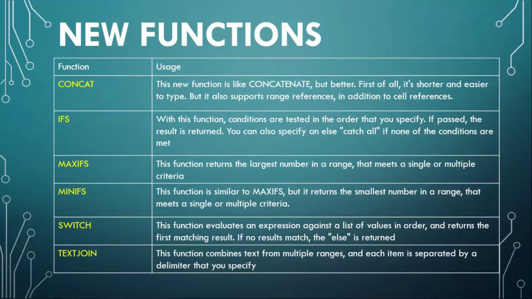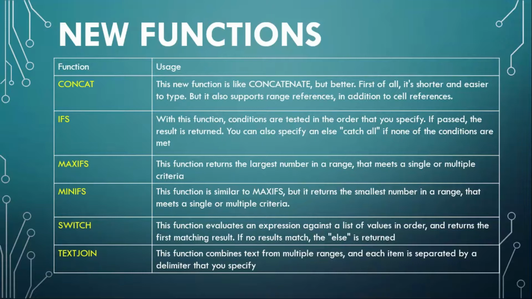So we have 6 new functions that are getting added to 2019. That is CONCAT, IFS, MAXIFS, MINIFS, SWITCH, TEXTJOIN. Let's go one by one. What does CONCAT do? CONCAT is similar to CONCATENATE, which we existingly have in the current version of Excel. The good thing about CONCAT is that it's pretty short and it also supports range references, whereas CONCATENATE only gave us cell references.